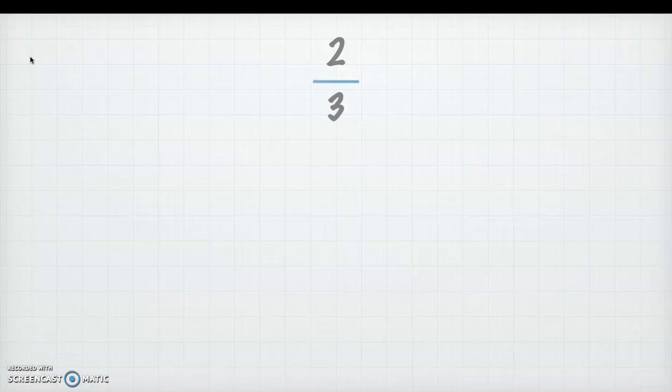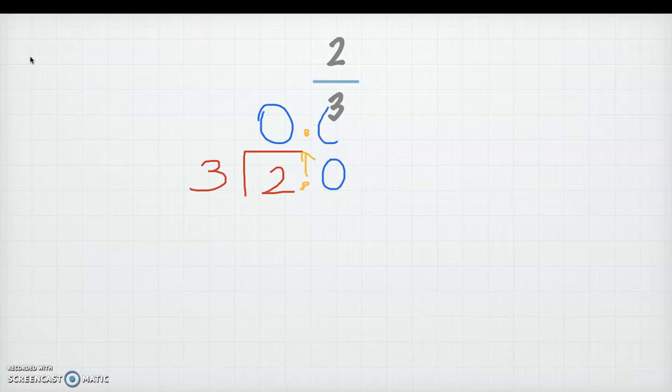So I have 2/3. Let me show you why this division will never terminate. To change my fraction to a decimal, I divide my numerator by my denominator. So here it is: I have 2 divided by 3. How many times can 3 go into 2? That's 0 times. I write 0, and then I bring up my decimal point. Remember, I have an imaginary decimal point, so I bring it up and annex a 0. How many times can 3 go into 20? That's 6 times. I write down that 6. 6 times 3 equals 18, and I have a remainder of 2.